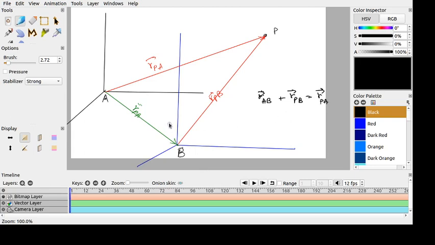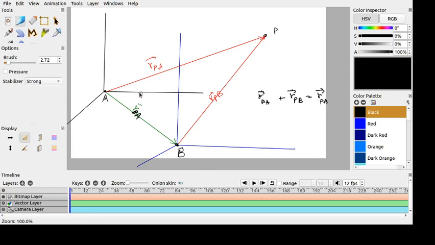Now, understand this. You can see from here, this is R of B with respect to A, not R of A with respect to A. This is the position of B with respect to A. So this thing here will just be R of B with respect to A.